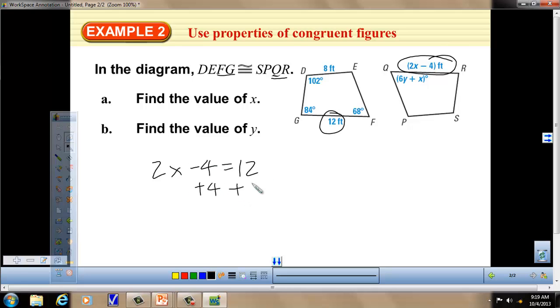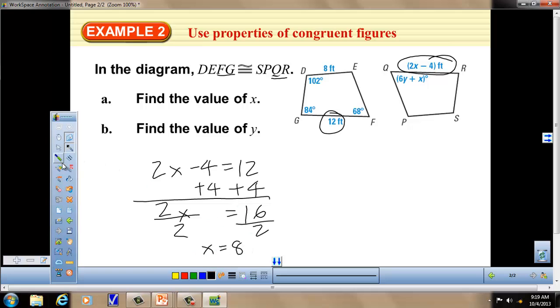Adding 4 to both sides, 2x is equal to 16. And dividing both sides by 2, x equals 8. Then we're going to take that 8 and we're going to plug it in here. And if you look carefully, let me erase this real quick. Angle Q corresponds to angle F here, so we can say Q and F are equal to each other.